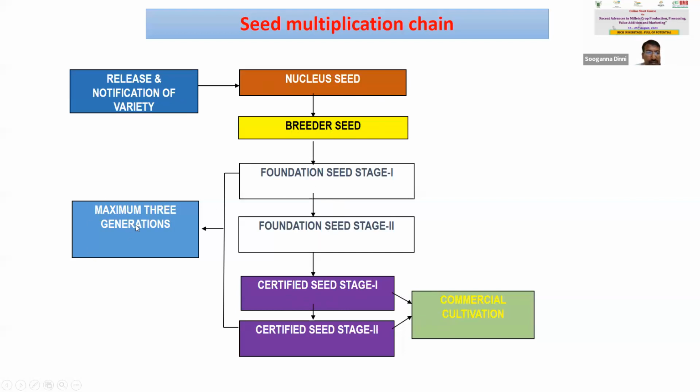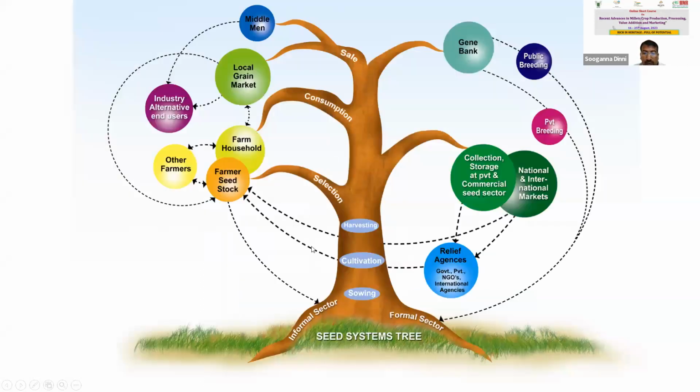Here, a maximum of three generations are allowed in seed production. In millets, only three generations are allowed. There is no tag for the nucleus seed. So here we have the millet seed system. Basically, we have different kinds of seed systems.